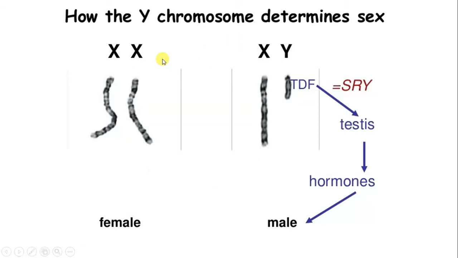Here again we see the XY, and here is the testis determining factor, which is responsible for the SRY gene, and that is what develops the testes, and then the testes produce hormones, testosterone and other hormones, that will lead to male formation.